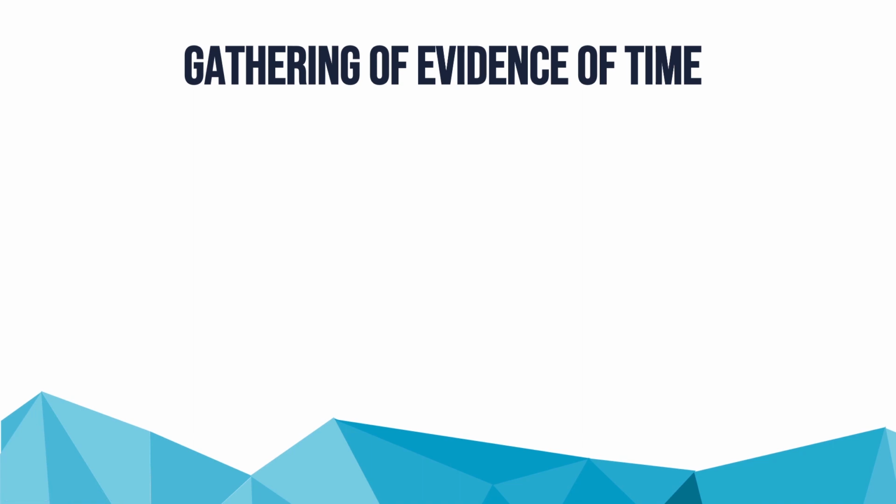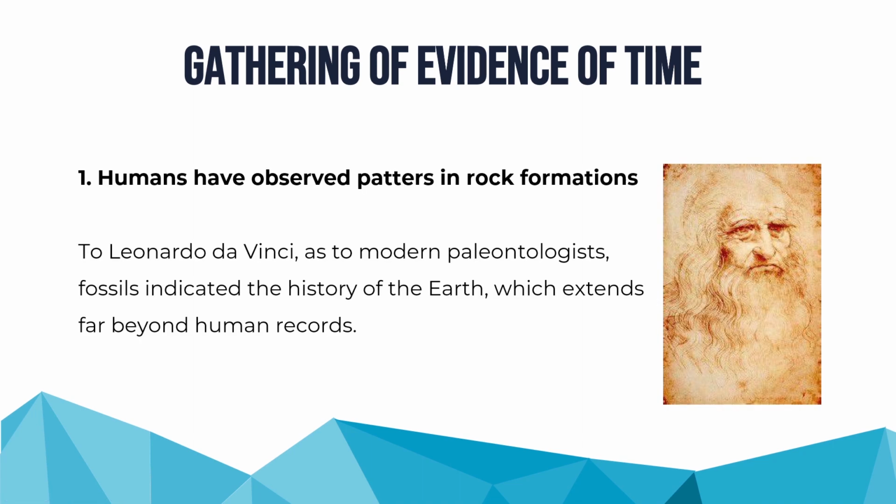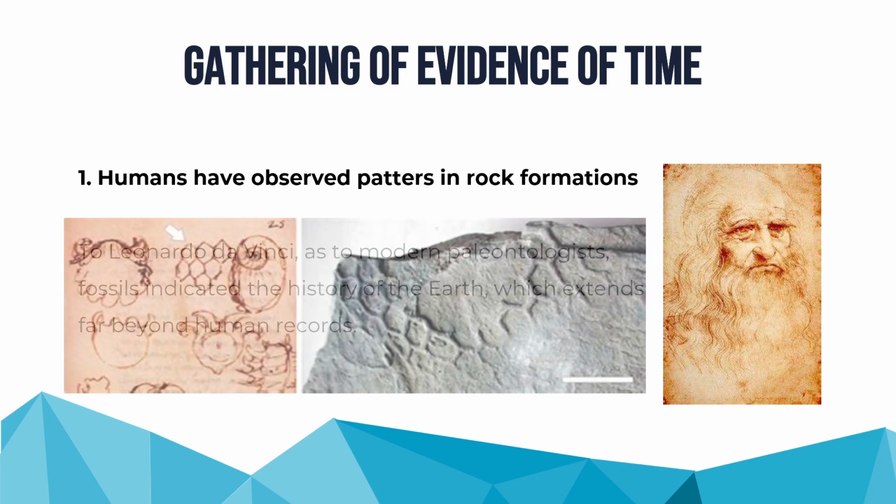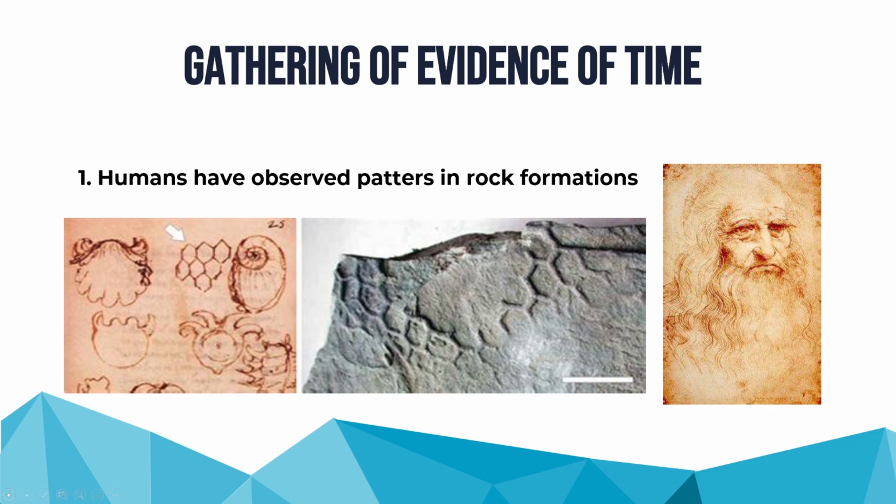Humans have been studying patterns in nature for some time, but one of the first scientists or philosophers to document patterns in rock formations was Leonardo da Vinci. He analyzed some patterns in rocks and fossils, and he proposed that the history of Earth extended far beyond human records. So here's a drawing of Da Vinci. History says that he climbed up to the top of a hill, and in getting there, he saw a number of patterns like this in the rocks, and he reproduced them in his famous drawings.